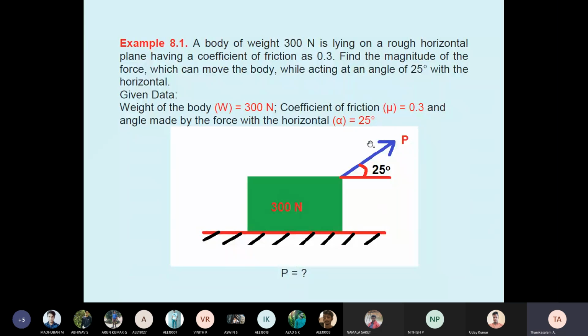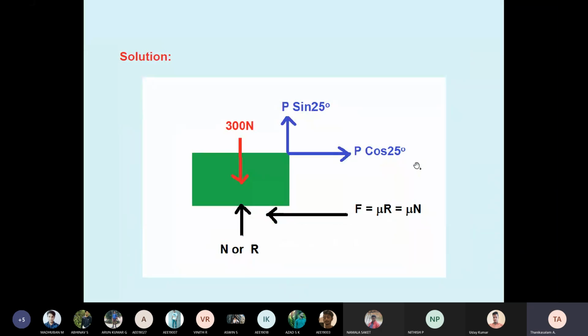In friction, the applied force you always take as P, acting at an angle of 25 degrees with the horizontal. So I marked the applied force P at 25 degrees with respect to the horizontal. What is P, they asked. Now the free body diagram. In engineering mechanics, any inclined force you have to resolve in two directions, x direction and y direction. See here, P cos and P sin, because in the first quadrant it is x plus, y plus. Then the weight acts vertically downward, and the normal reaction upward.